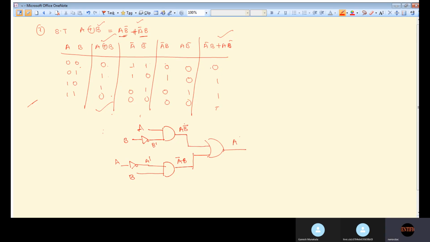So what is your final output? AB bar plus A bar B. This is your final output. This way you have to draw the logic gate. Okay, so this is one example. Clear? Yes or no? మీరు ఏదైనా ఆన్సర్ చెప్తే yes ma'am ఓకే గుడ్. చిన్నదే ఇవ్వండి.